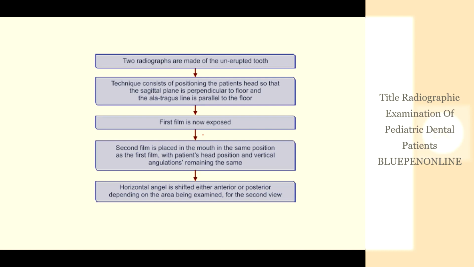So how do we take it? Two radiographs are required. So first we'll position the patient's head so that the sagittal plane is perpendicular to the floor and the alar tragus line is parallel to the floor. And the first film is exposed, and then we take the second film which is placed in the mouth in the same position as the first film, with the patient's head position and vertical angulation remaining the same. Now horizontal angle is shifted either anterior or posterior depending on the area being examined for the second view. So basically we need 2 radiographs in order to appreciate or localize the object.